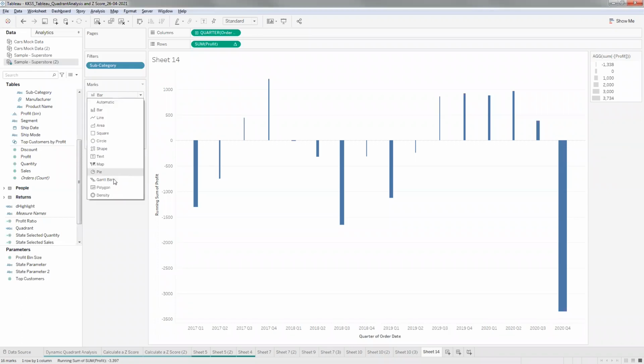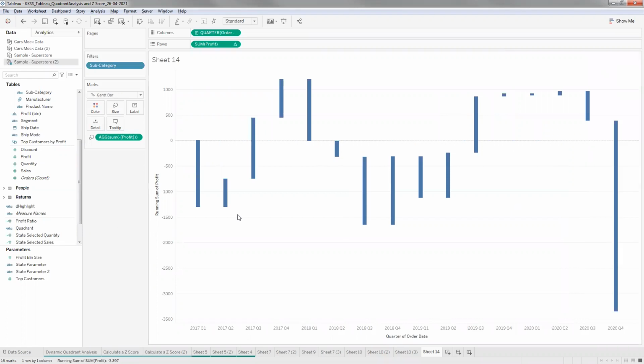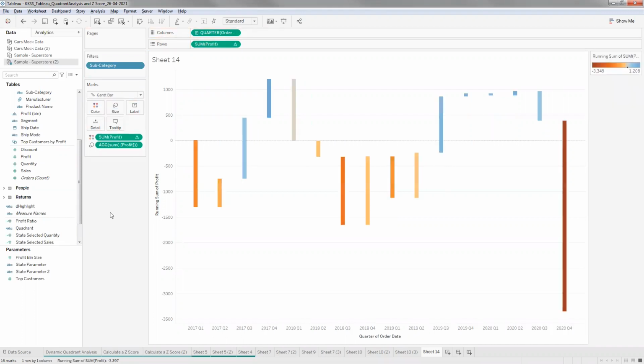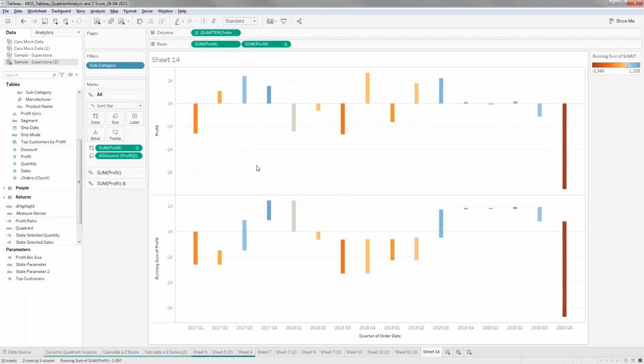Let me change this to Gantt bar, and also let me pull in this color. So if you can see here, let me actually bring in my profit as well for study purposes. So in the first quarter I have made this much amount of loss. Wherever you see red is a loss, so that's the period where we made a loss, and wherever we see green or slightly gray is where we made profit. So let's say here I've made this much amount of loss.